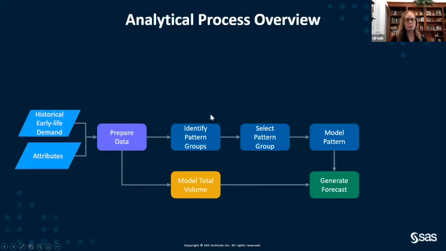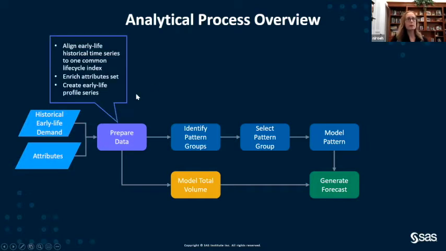So this is the analytical process overview. Starting from the left side, we have the data that is available to train and build those models, right? So we have the historical early life of demand of the historical products. And we have attributes for the products, the launch conditions, the locations or customers, depending on your level of analysis. We prepare the data and we create then the historical early life data. And instead of working with time series, with time index, we will work with a cycle index. So we align the early life of the historical time series to the same cycle index, right? Which is cycle 1 of the life of those products. And that's what we refer to as the cycle series.